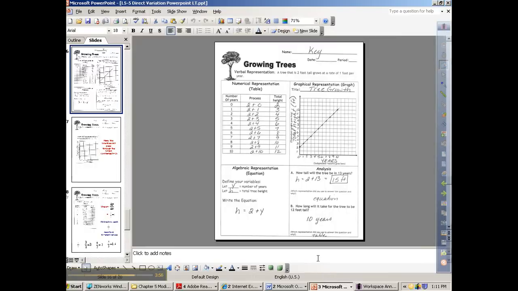The end. Now you know everything I know about direct variation.